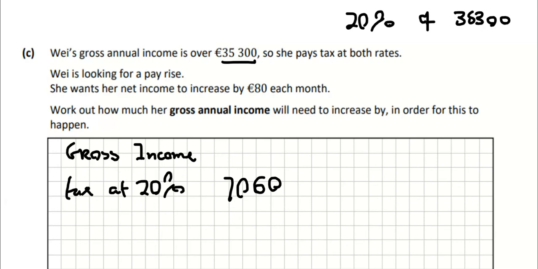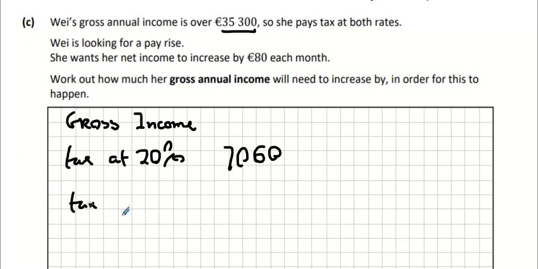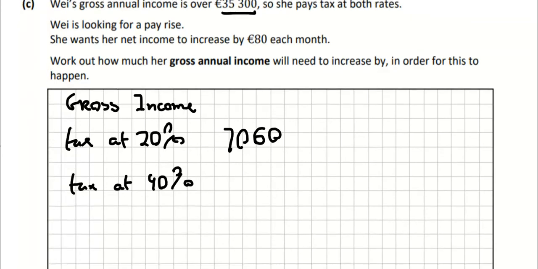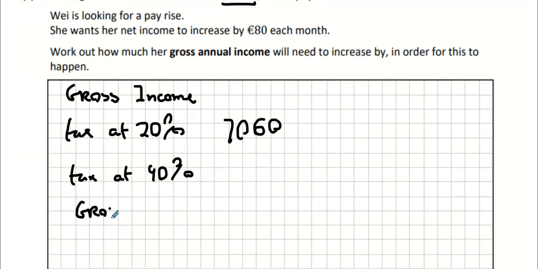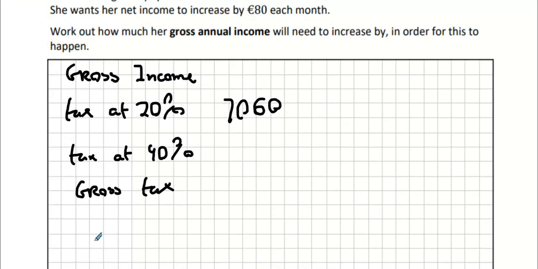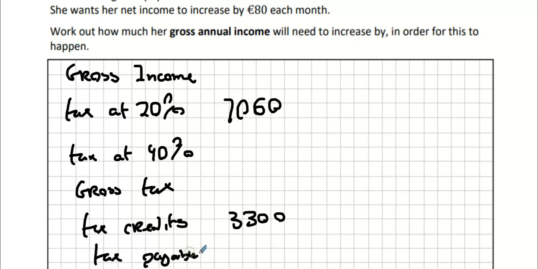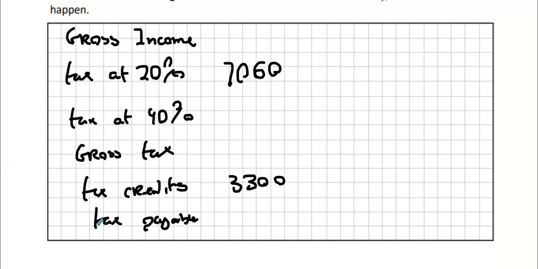Okay. Now, tax at 40%, we honestly don't know. I simply don't know how much we actually paid for that. Gross tax, I honestly don't know either. Okay. And for argument's sake, net tax, so gross tax, tax credits. What do we know about the tax credits, lads? The tax credits are 3,300. Then we have tax payable, which we don't know either.